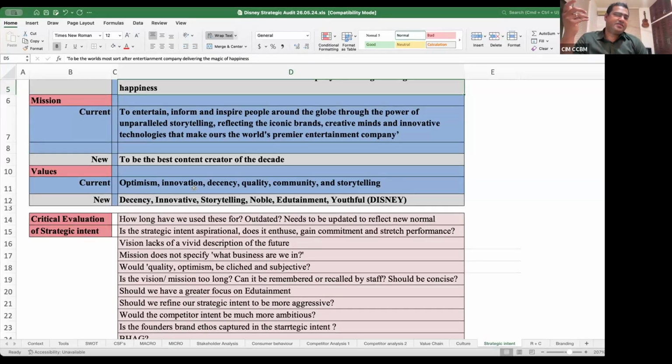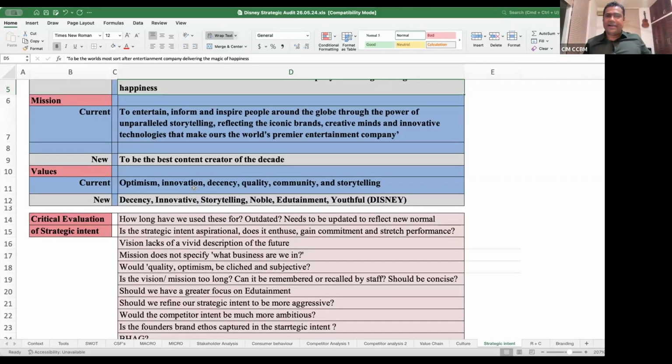So I'm making it much more specific. I'm saying, how can we be the best content creator of the decade, this current decade, the next 10 years? If we can create content that is the best for the next 10 years, and sustain that, because when you create the best content, it has a knock-on effect on all our businesses, because that content is so strong.